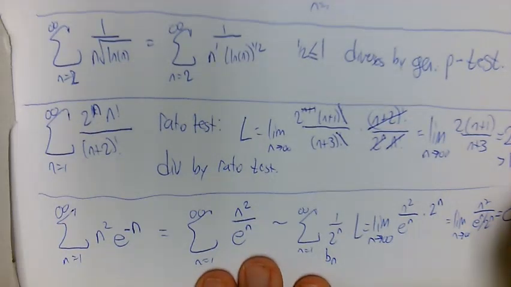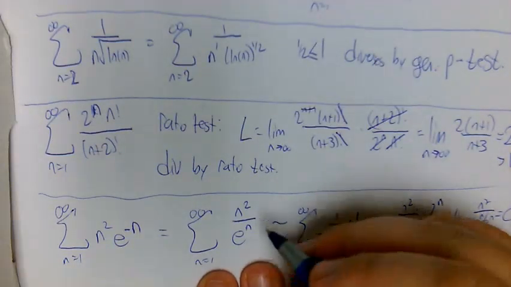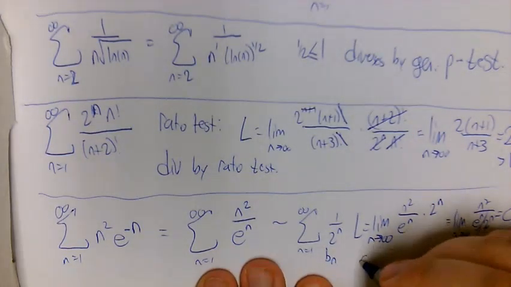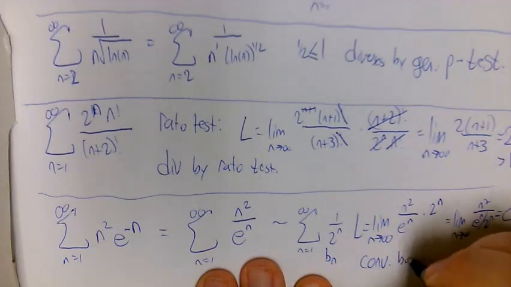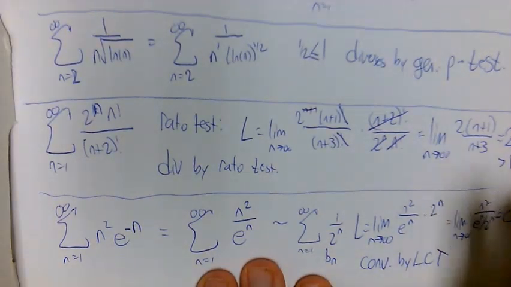So since we got 0 from our limit comparison test and we wanted to show convergence, then the original series converges as well. So it converges by limit comparison test.